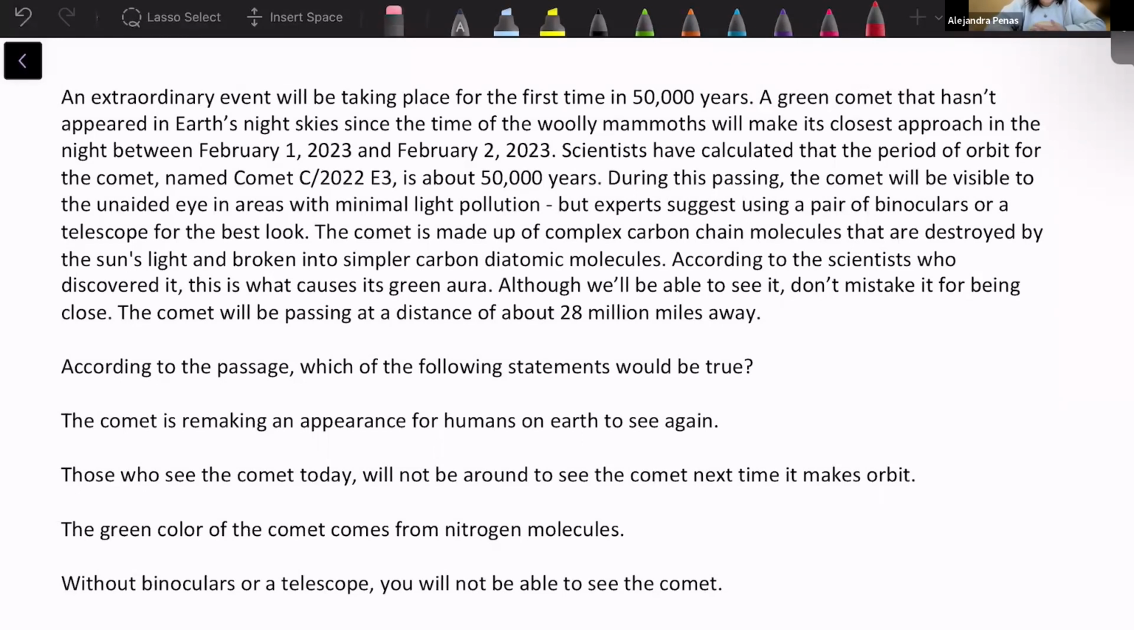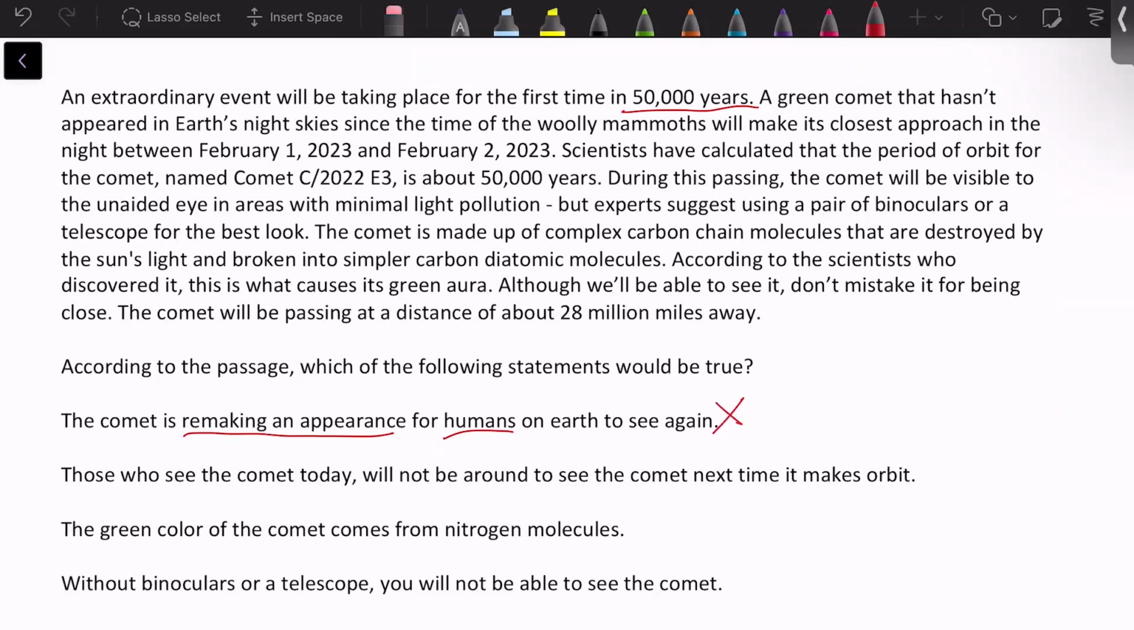Here's how you find the explanation for your confidence. They mentioned that it's making a reappearance for the first time in 50,000 years. Humans didn't exist 50,000 years ago. So to be making a reappearance for humans, that's impossible. So it isn't that one.